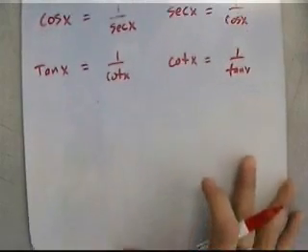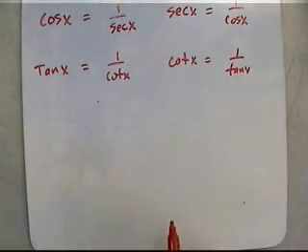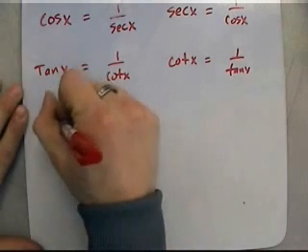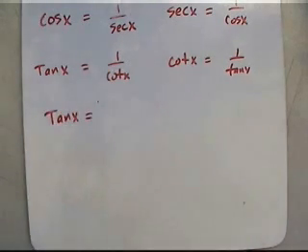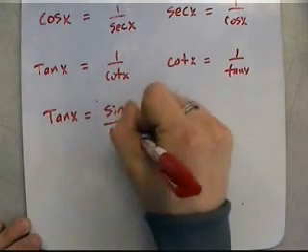As far as the tangent and cotangent, they have their own identities. I think our book calls them the quotient identities. Quotient just means fraction. So if I want to write tangent as a fraction, tangent is sine over cosine. So tangent of x is going to be sine of x over cosine of x.